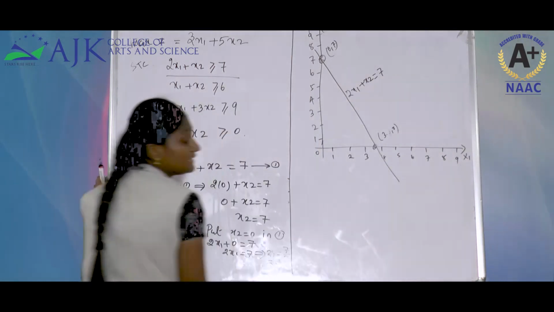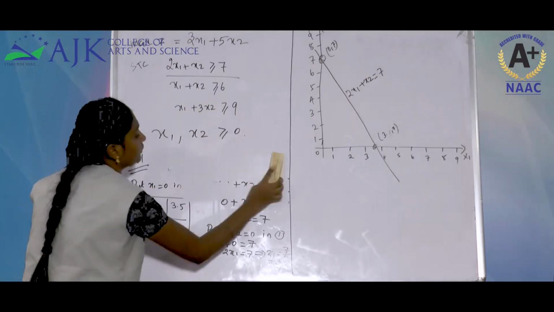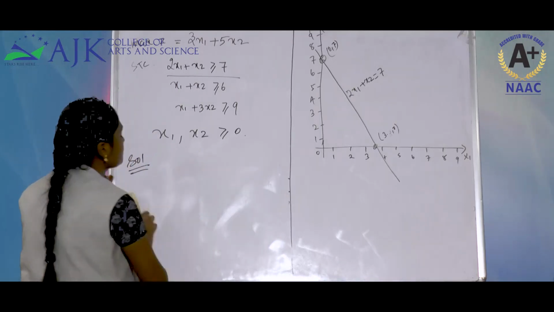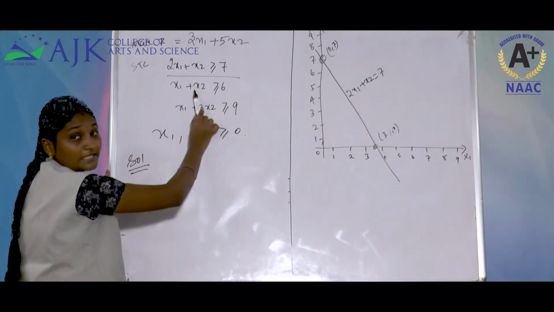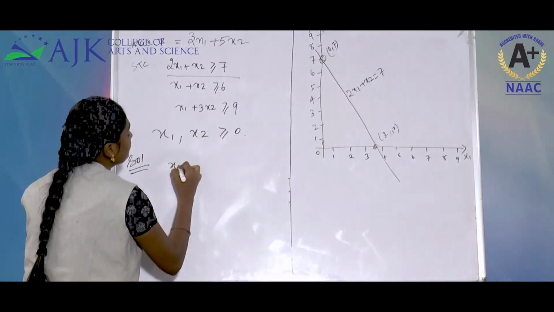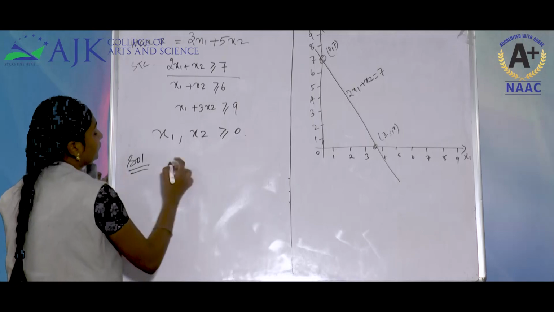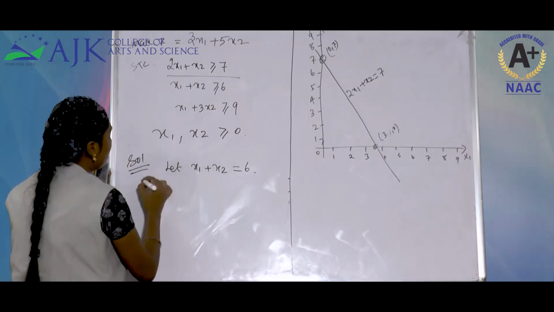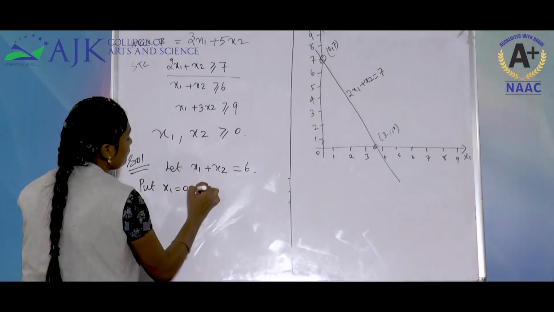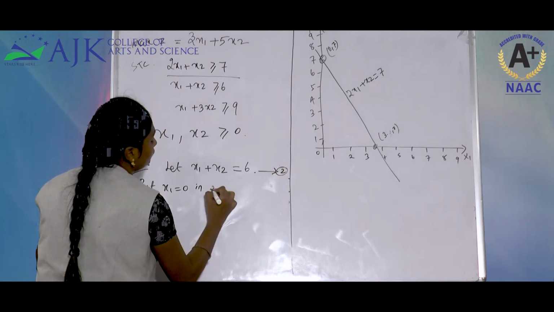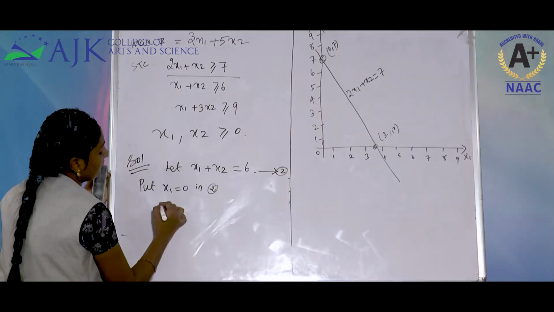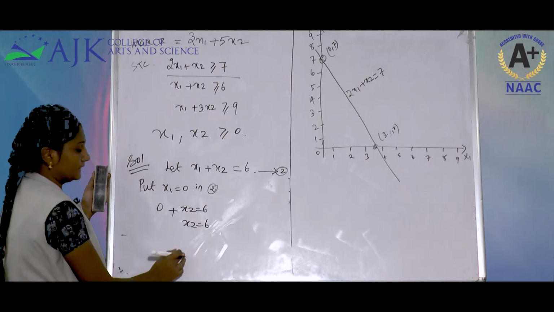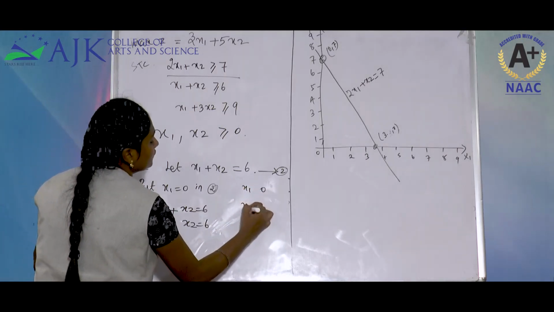Right? Next, consider the second inequality as an equation. What is your second inequality? Here x1 plus x2 is greater than or equal to 6. Consider this inequality as an equation. So let x1 plus x2 is equal to 6. So put x1 is equal to 0 in equation number 2. In place of x1 substitute 0. 0 plus x2 is equal to 6. So x2 is equal to 6. My x1 is 0 means x2 value is 6.